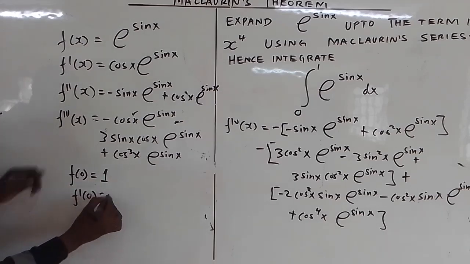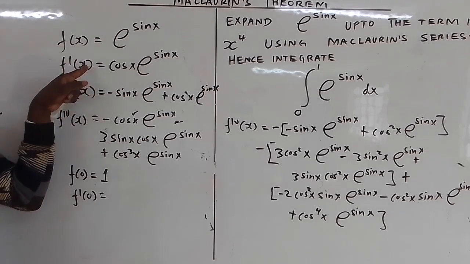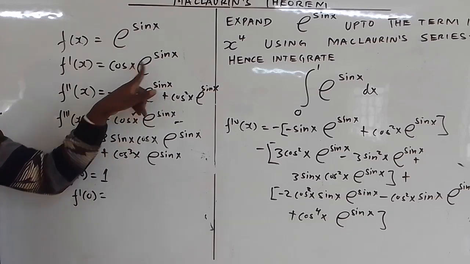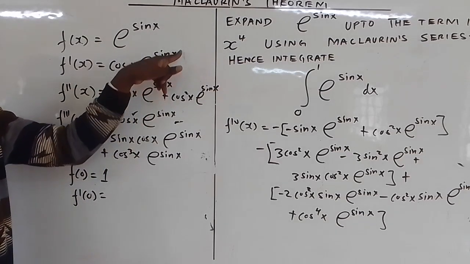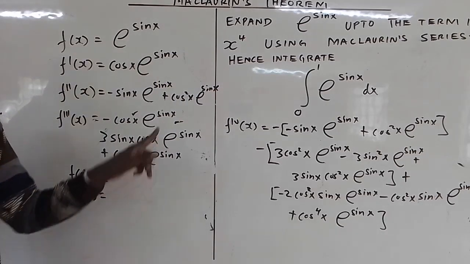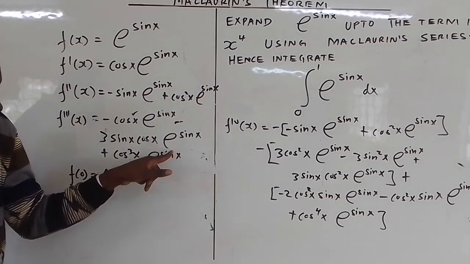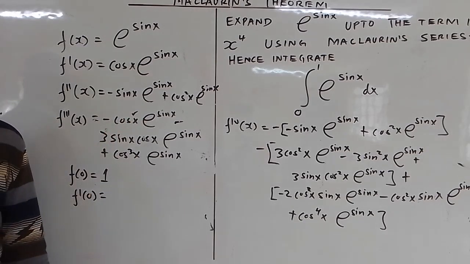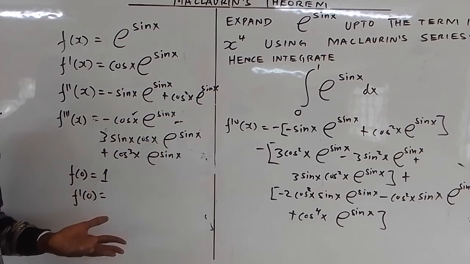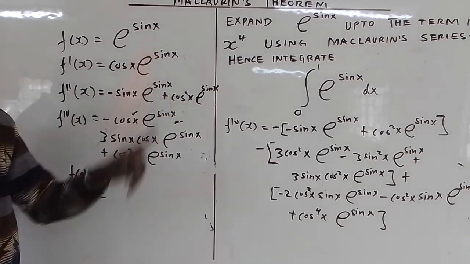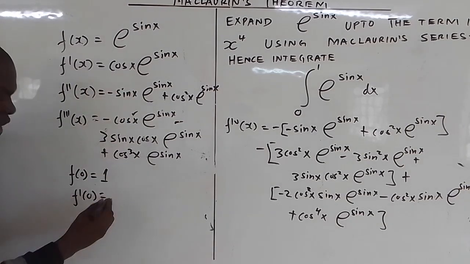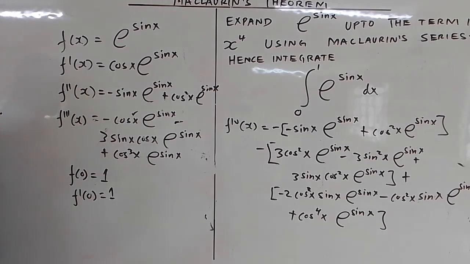F prime of 0. We have f prime of x here. So where there is x, if you put 0, what do you have? Cos 0 is 1. Exponential sine 0, meaning this exponential function, is going to be 1 everywhere because it is exponential sine x and we are going to put 0 for x. So anywhere you see exponential sine x, you put 1 because sine 0 is 0. So exponential 0 is 1, isn't it? Are we together? So cos 0 is what? Is 1. Move to the next one.